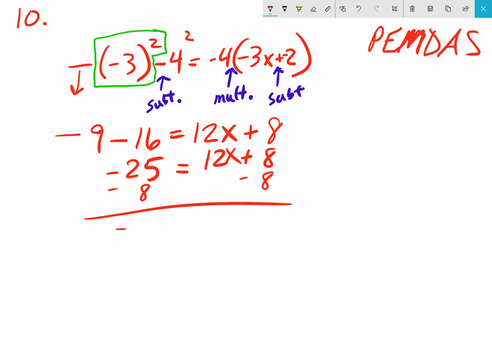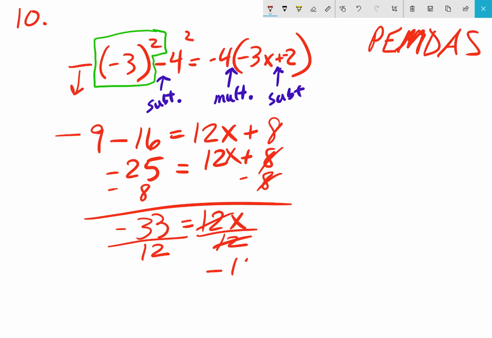You've got -33 equals, these cancel, 12x. Get 12x by itself. You're going to divide both sides by 12. So that'll give me x equals -33 over 12. 3 will go into -33 and it goes into 12, so you need to reduce that fraction. So it's going to be -11 over 4.